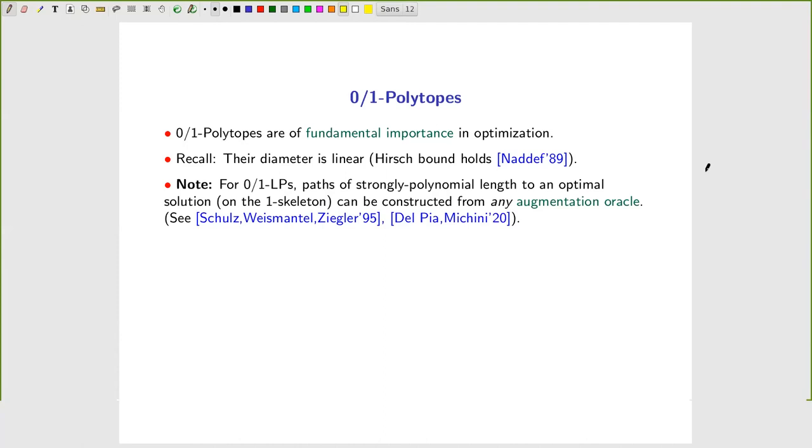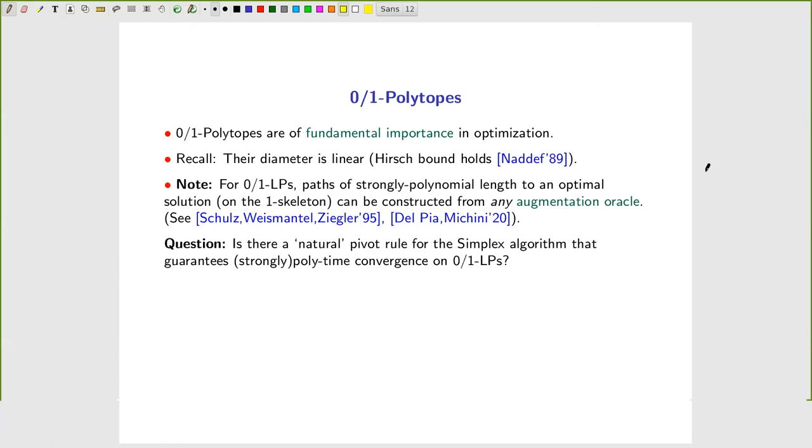On the other hand, what happens in these works is that you use many techniques, but in particular, you do some scaling on your objective function. So you feed the oracle with a slightly different objective function that approximates your original objective function. So in each step, the objective function that you are considering is slightly different. You might still want to ask whether there is instead a natural pivoting rule for the simplex algorithm that guarantees the same thing.